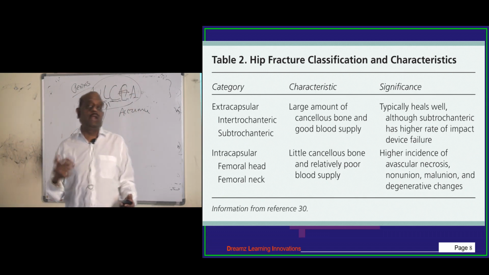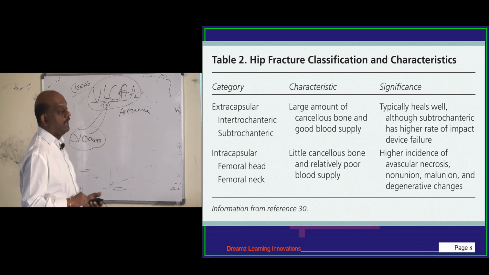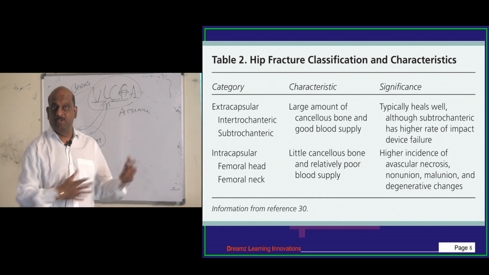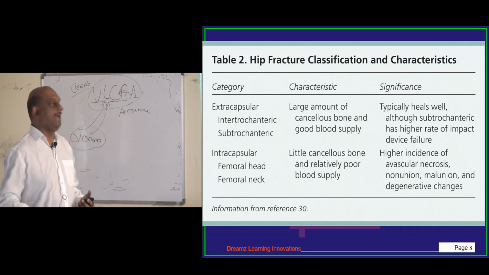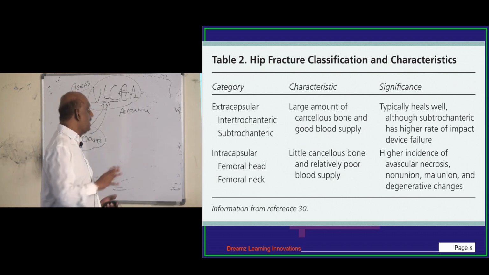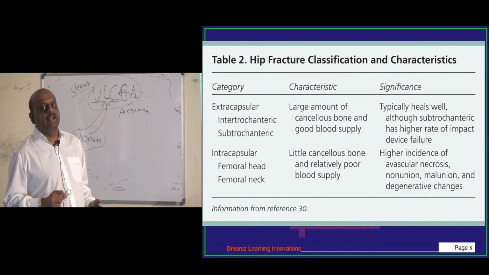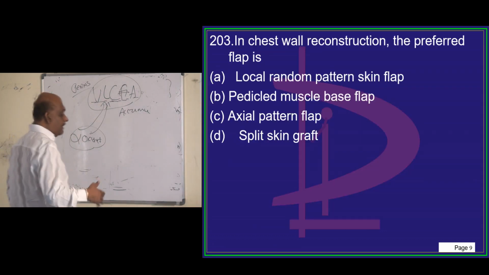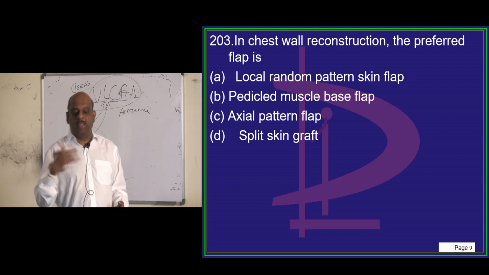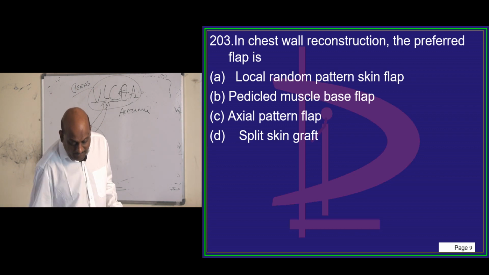So why is avascular necrosis less common in case of the extracapsular fracture, doctor? Because there is a large amount of cancellous bone in the extracapsular area. It has got a very good blood supply. Whereas in case of the intracapsular area, that is the femoral head and femoral neck, there is very little cancellous bone available. That's the reason it has got a relatively poor blood supply, and intracapsular fractures are more vulnerable to avascular necrosis, is what you have to emphatically remember.